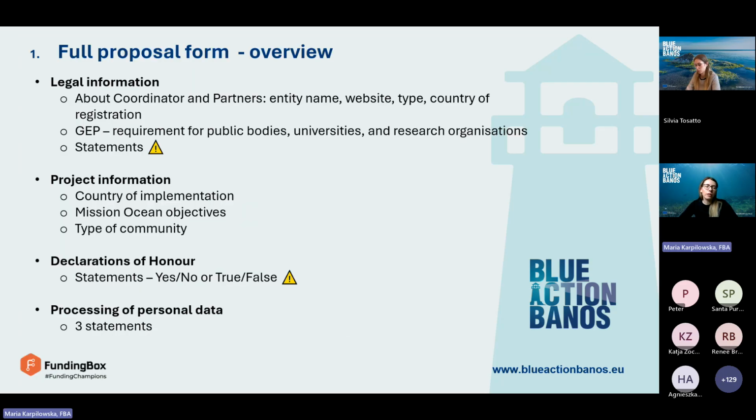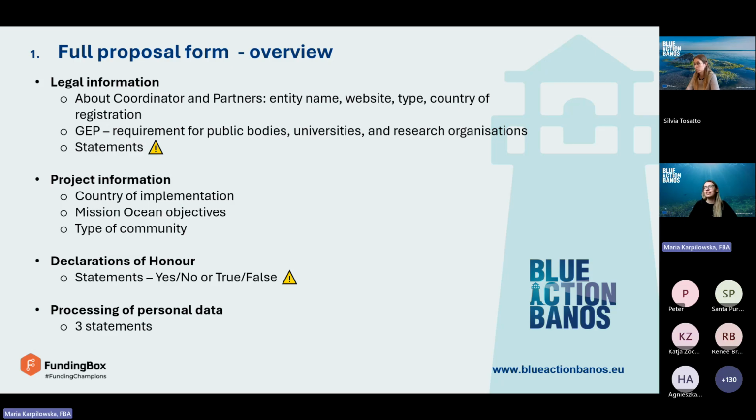The sections that you saw highlighted in blue boxes in the previous slide are legal information, project information, and declarations of honor and processing of personal data. So this seems very administrative maybe, but the information you put there is quite important for us. So what kind of information do you need to provide?